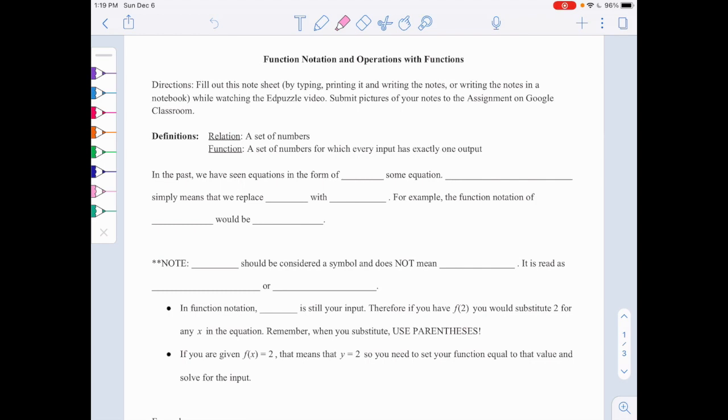Your requirement for this assignment is to fill out the notes while you're watching the video. You can type it directly on the doc, or you can print it and write it, or you can write it in your notebook. I don't really care as long as you are physically taking your own notes. Just submitting a picture of my screen is not acceptable. You need to watch the video in its entirety and upload the notes to get credit for the assignment.